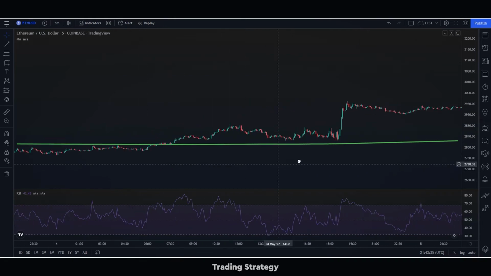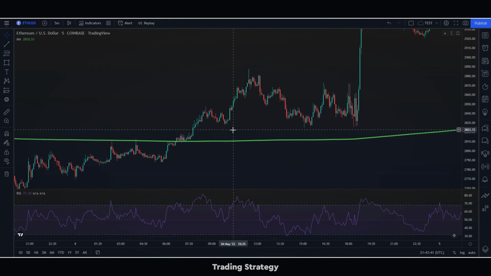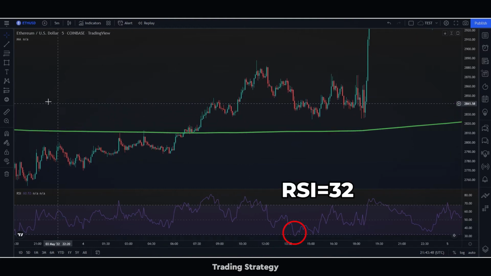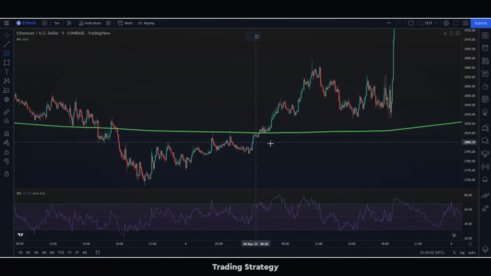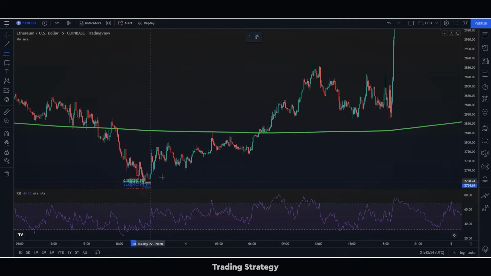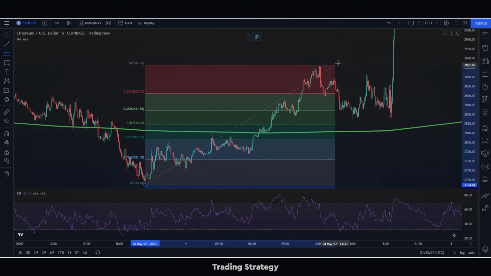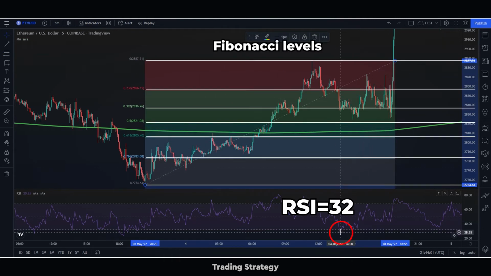The first thing we have to do is identify the price above the moving average. Once we have identified it, we will have to wait for the RSI to touch the value of 32. In case it touches the value of 32, we will plot the Fibonacci levels from the beginning of the trend to the highest point of the trend. If the level of 32 of the RSI coincides with any of the Fibonacci levels, then we will carry out the buy operation.